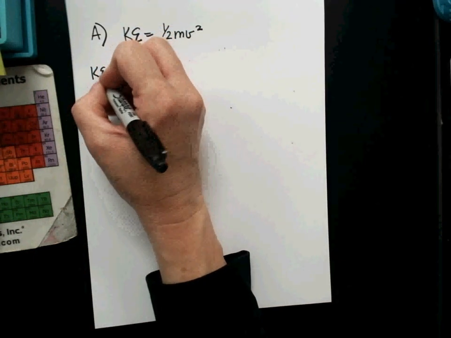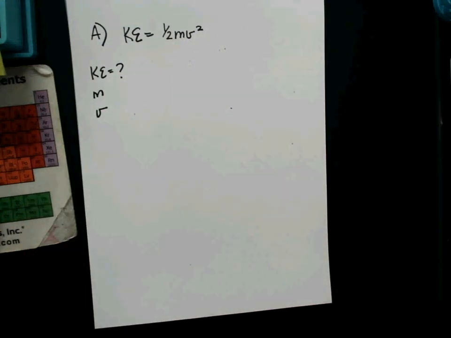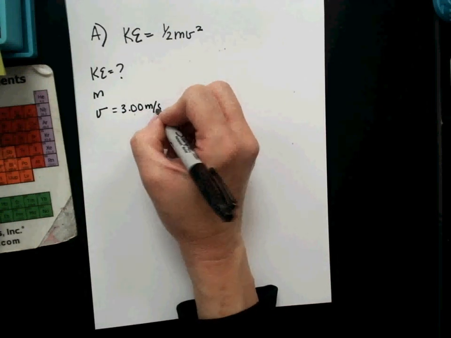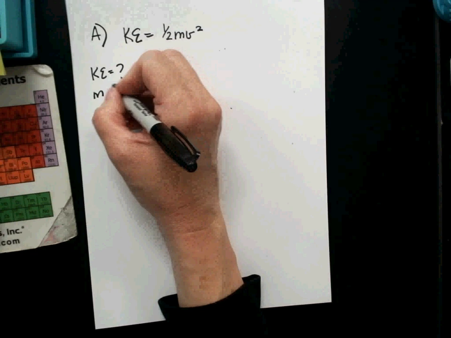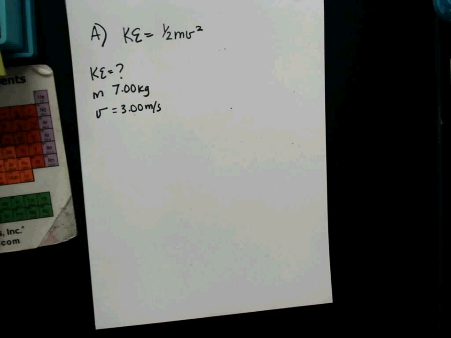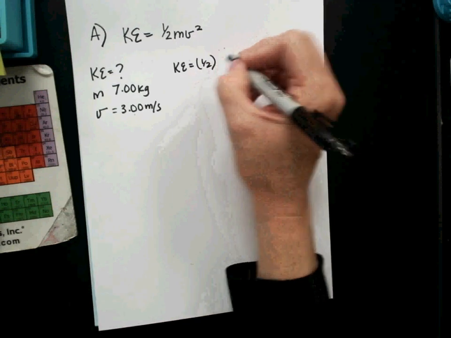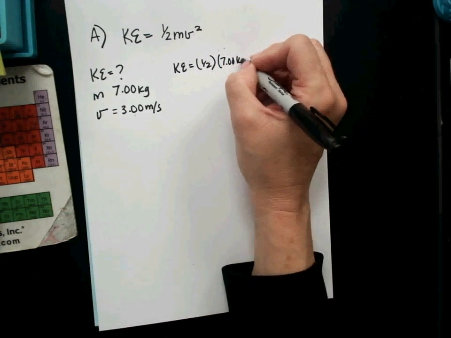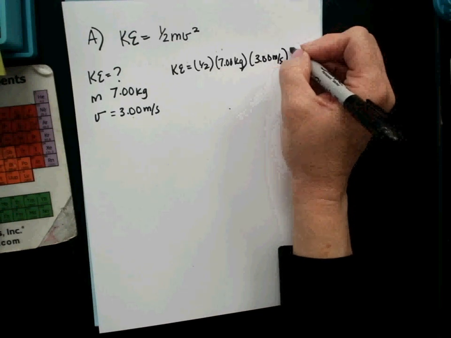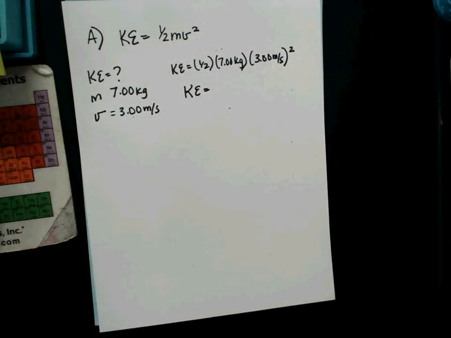Then I'm going to come down here, and it's asking me KE, so I'll put my question mark, fill in my mass, and my velocity is 3.00 meters per second, and my mass was 7.00 kilograms. That's nice and straightforward. I'm just going to have to plug it in. So KE equals 1/2 times 7.00 kilograms times 3.00 meters per second squared. Plug it in and see what KE equals for me.